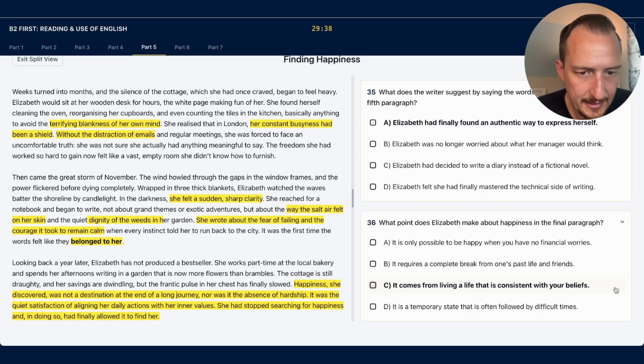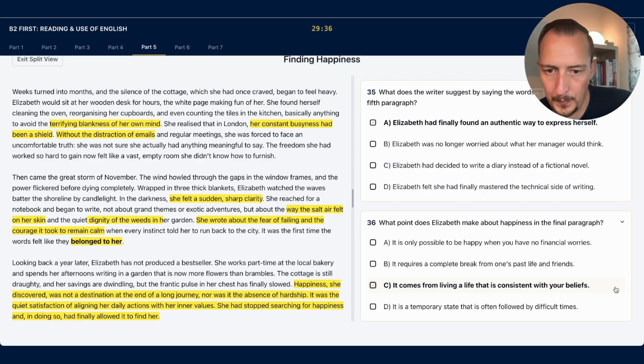I think this one. So let's have a look. It was quiet satisfaction of aligning her daily actions. Life consistent with beliefs. Okay, yes, this is it. So life consistent with beliefs, aligning her daily actions with inner values. So connecting the daily actions with the inner values is the same as aligning with her beliefs.